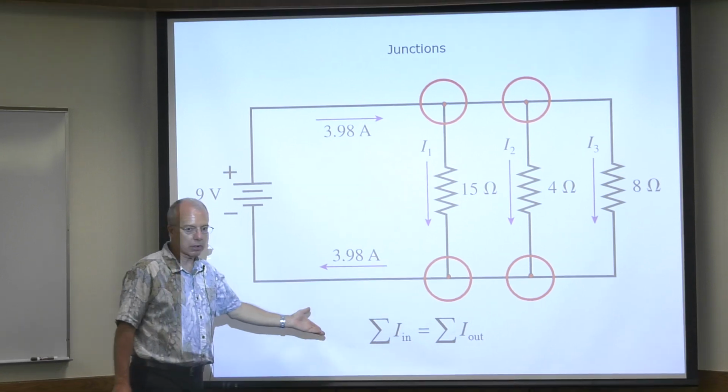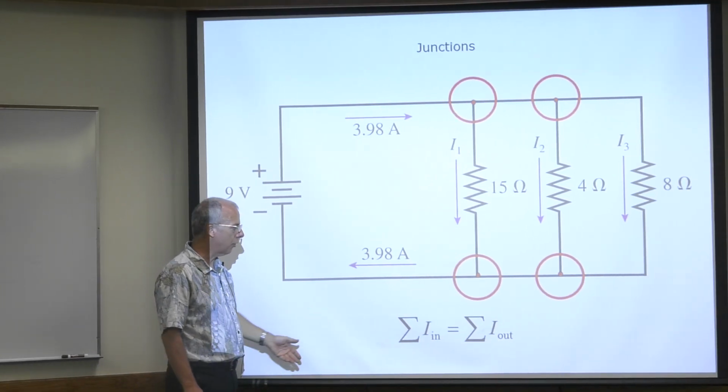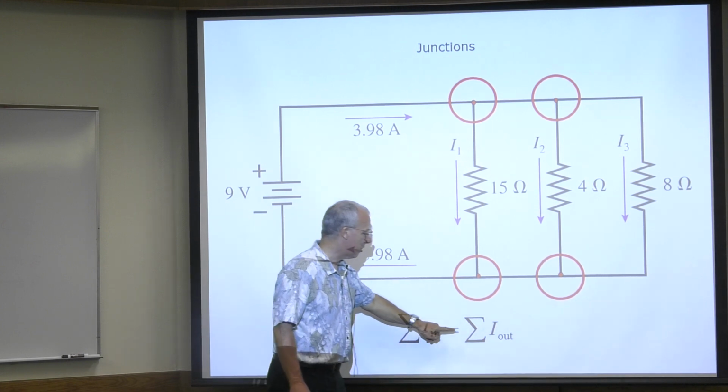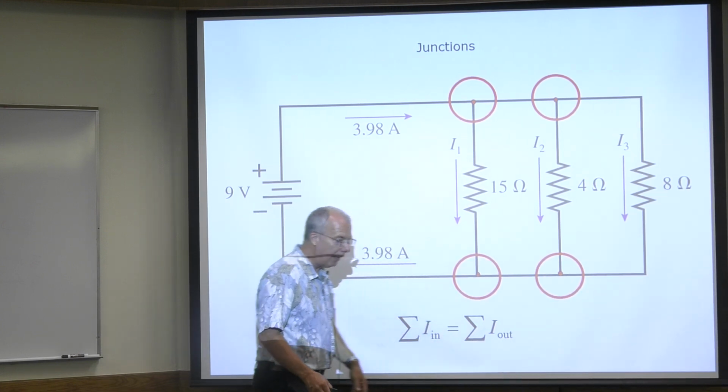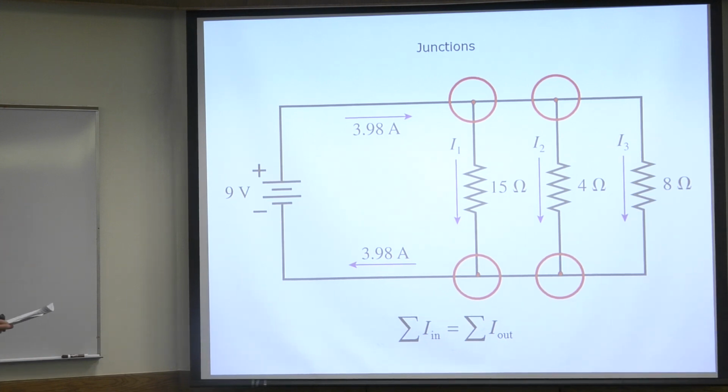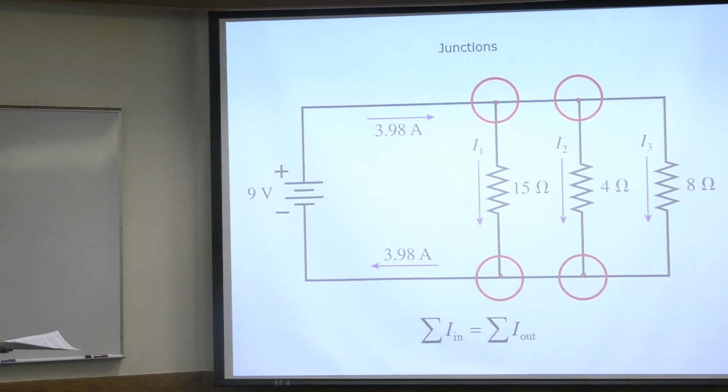So that's the first Kirchhoff rule. It's called the junction rule. The sum of the currents coming in at a junction equals the sum of the currents going out of a junction. And again, it's nothing new, right? It's just conservation of current, which we already discussed. Okay, so those are junctions.